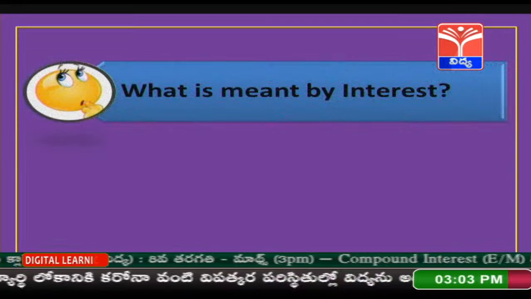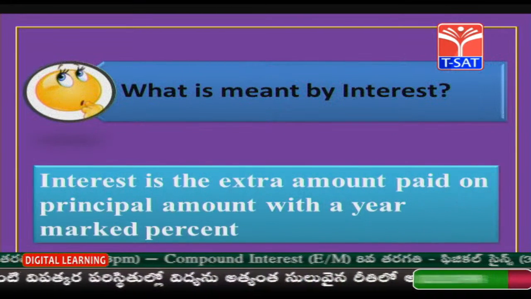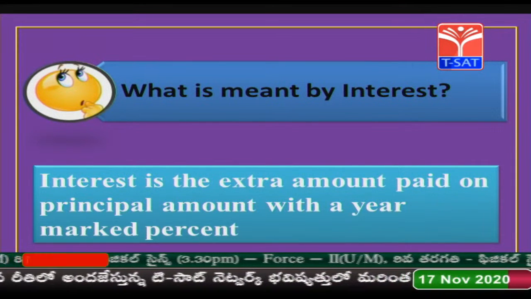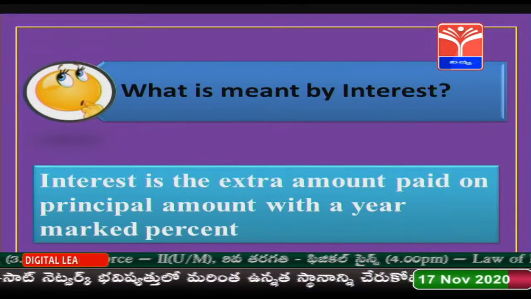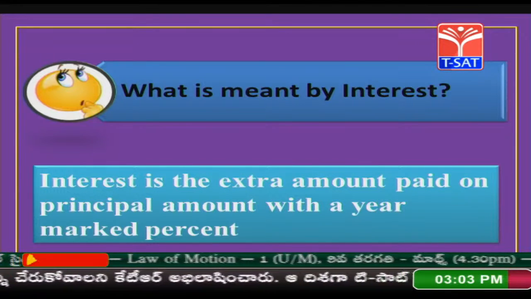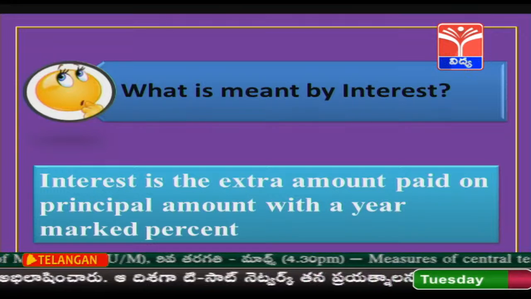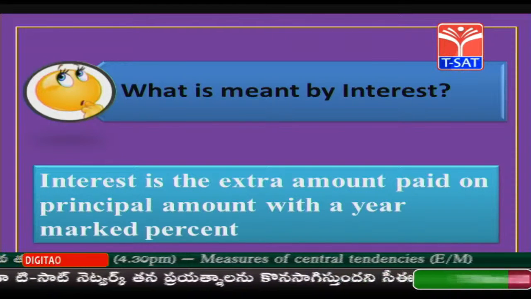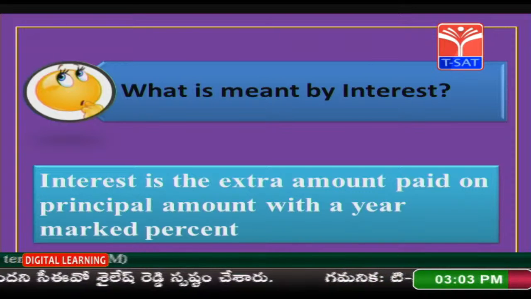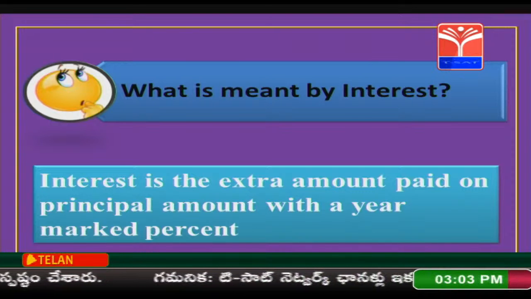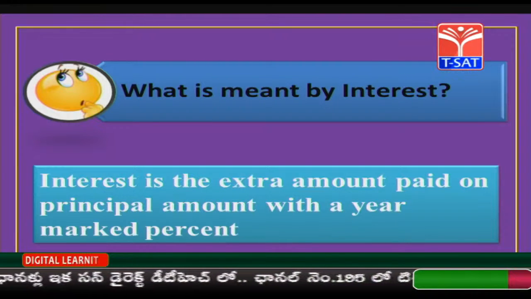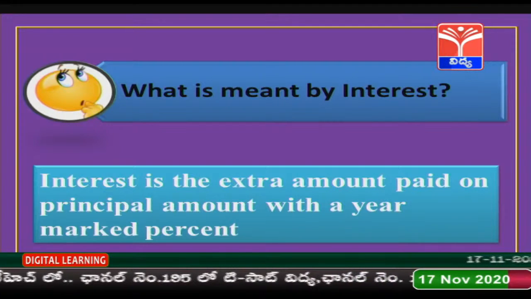Then what is meant by interest, children? You are right once again. Interest is the extra amount paid on the principal amount with an earmarked percentage. Let's understand what that means. You have taken a loan of say 10,000 rupees and the bank charges 10%. That means at the end of the year you are going to pay 10% of that 10,000, that is 1,000 rupees, as the extra amount. This extra amount which we pay to the bank, we call it the interest.